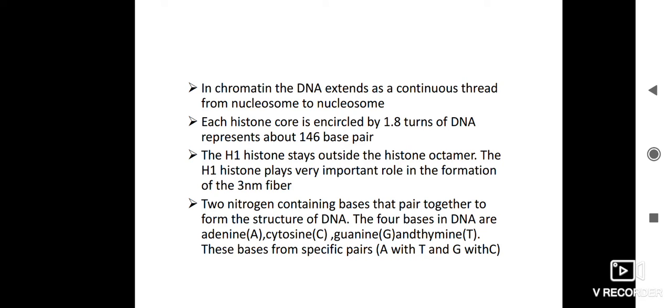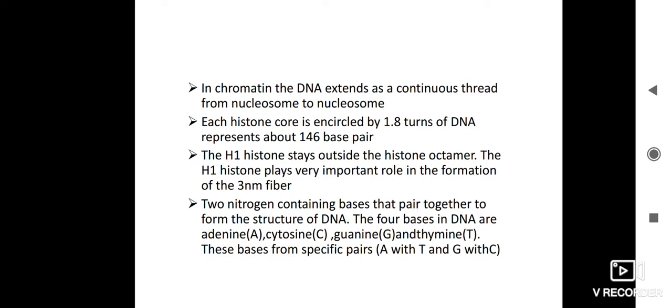In chromatin, the DNA extends as a continuous thread from nucleosome to nucleosome. Each histone core is encircled by 1.7 turns of DNA, representing about 146 base pair. The H1 histone stays outside the histone octamer. The H1 histone plays a very important role in the formation of the 30 nm fiber.